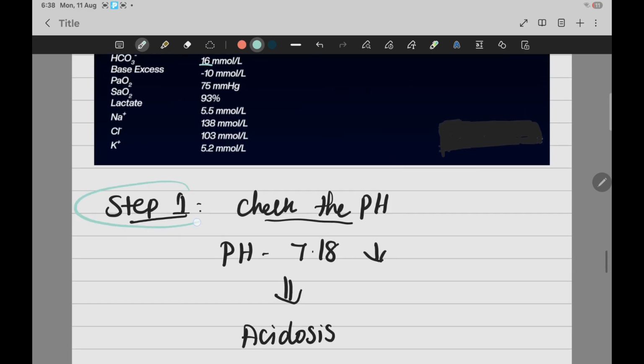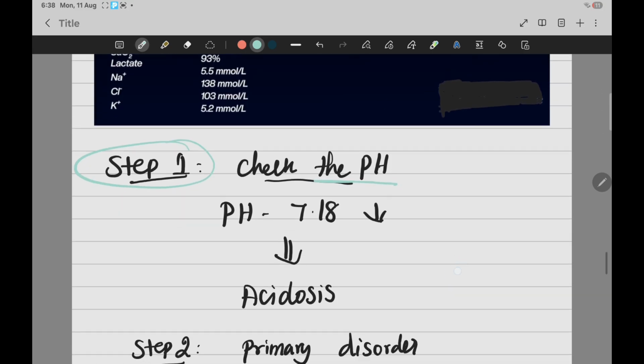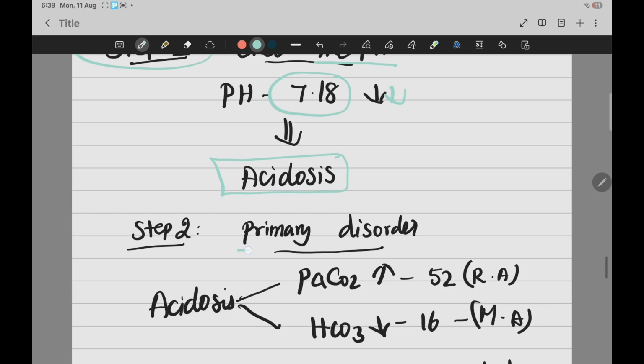Okay, now first step was what? Check the pH level, 7.18, severely less. So pH was less means acidosis. The primary disorder, next step we need to find the primary disorder, respiratory side or metabolic side, we need to find out. Okay, coming to the acidosis means what formula?